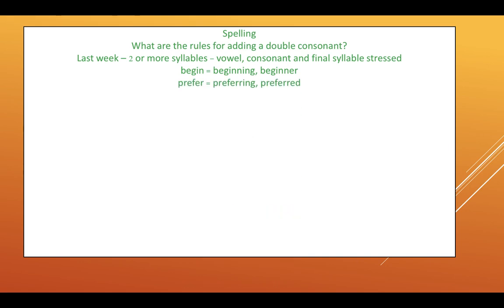Prefer. Prefer has 2 syllables. If you clap it, prefer, 2 syllables. Does it follow the rule? The second to last letter is a vowel, and the last letter is a consonant, and the final syllable is stressed. Fur. It is stressed. So you can apply the double consonant rule. Double the R, add ing. And if you want to add ed, double the R, add ed.